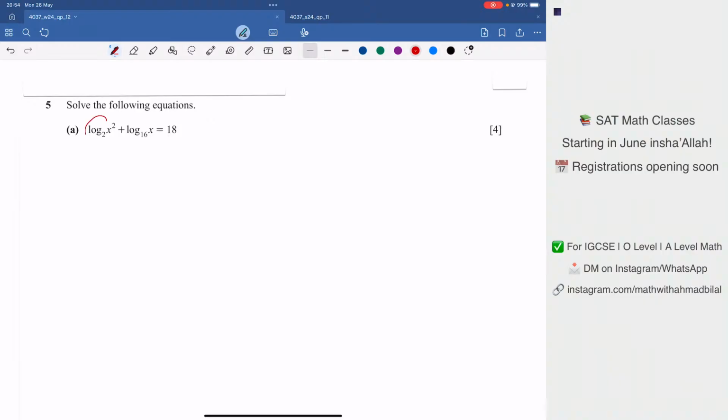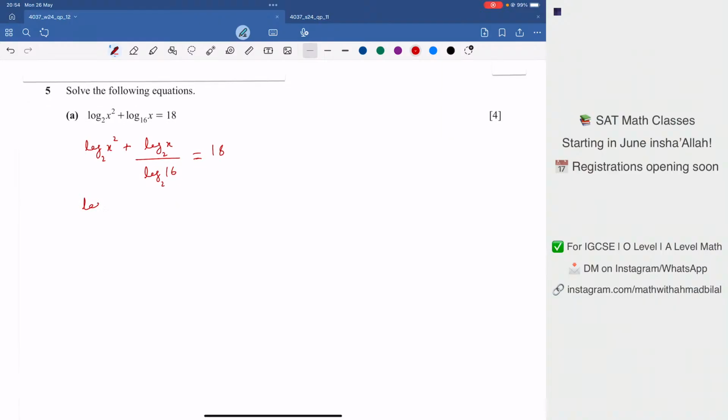This is log of x squared with base 2. Let's convert the other one to base 2 as well. Let's see how that might work. So we have log of x squared base 2. This we could write as log of x base 2 divided by log of 16 base 2, right? Using the change of base law. This is what we end up getting. Now let's simplify this. Log of x squared base 2 plus log of x base 2. Now these are all numbers. We could just evaluate this directly.